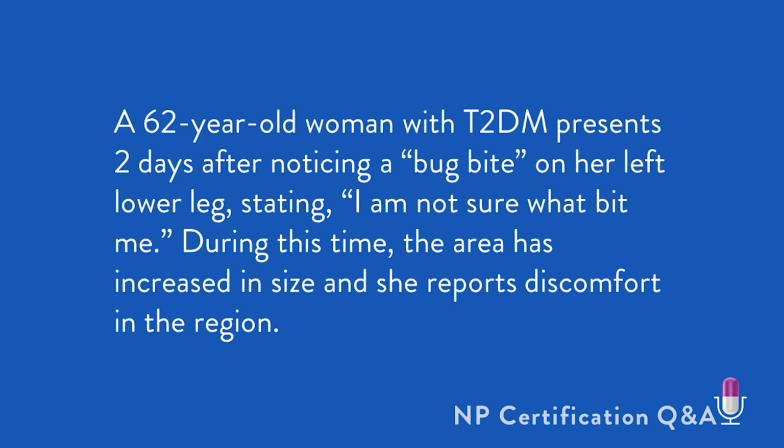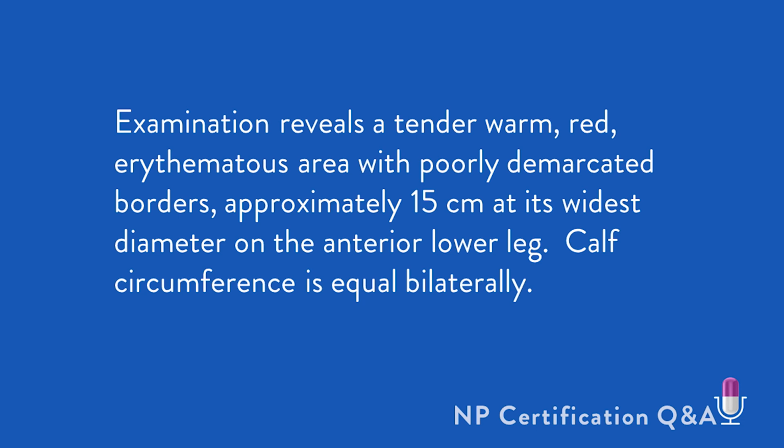A 62-year-old woman with type 2 diabetes presents after noticing, quote, a bug bite on my left lower leg, stating, quote, I'm not sure what bit me. During this time, the area has increased in size and she reports discomfort in the region. Examination reveals a tender, warm, red, erythematous area with poorly demarcated borders about 15 centimeters in diameter at its widest point in the anterior lower leg.